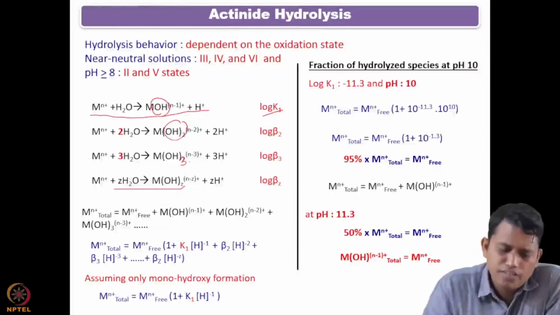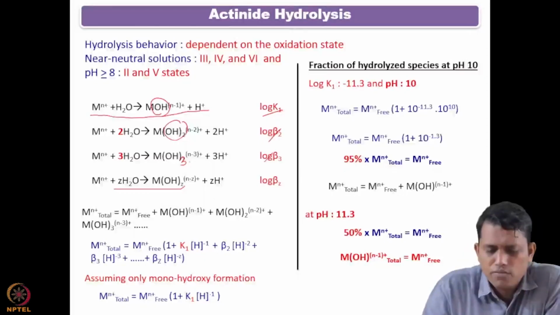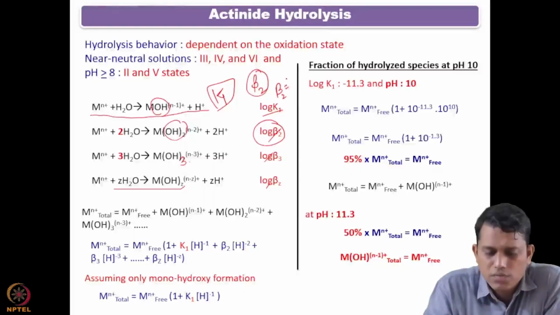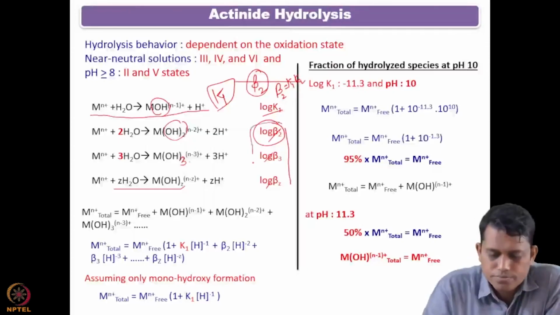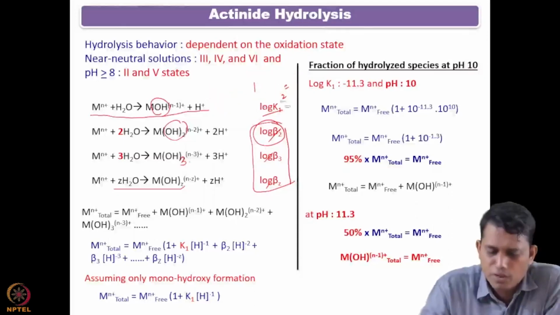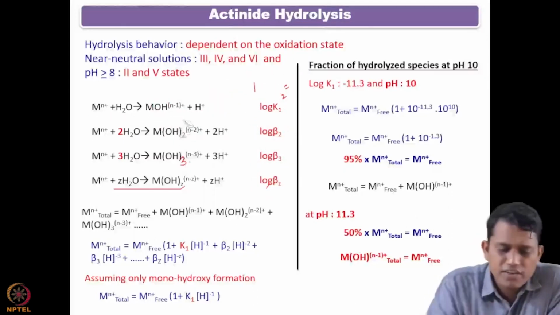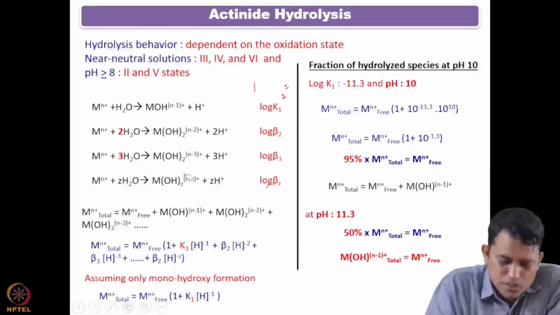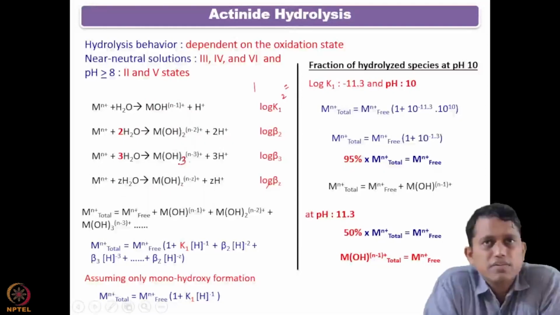When we have this kind of equilibrium, we can write the log K value. And I assume you are familiar with these two terms, K1 and beta 2. This is the stepwise constant, and this is the cumulative. When I say cumulative, I mean that beta 2 is nothing but K1 into K2. So with this knowledge of log beta values and log K values, how can we arrive at the fraction or the percentage of hydrolyzed species at a given pH?